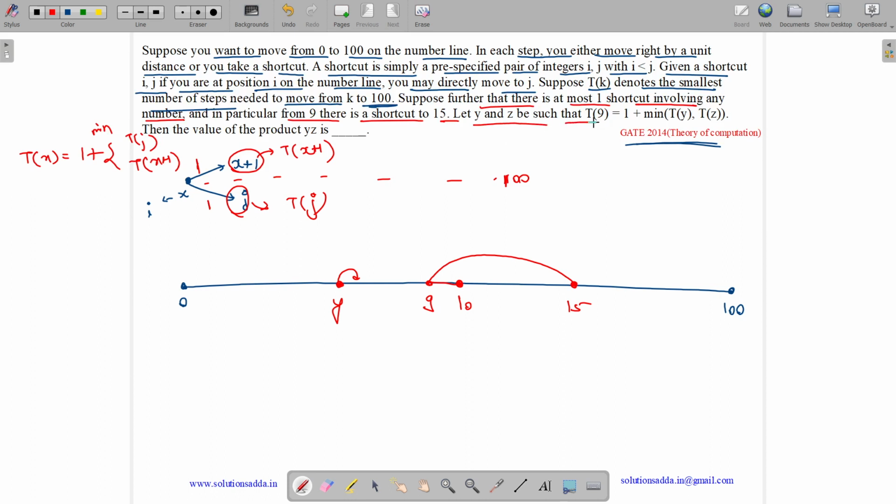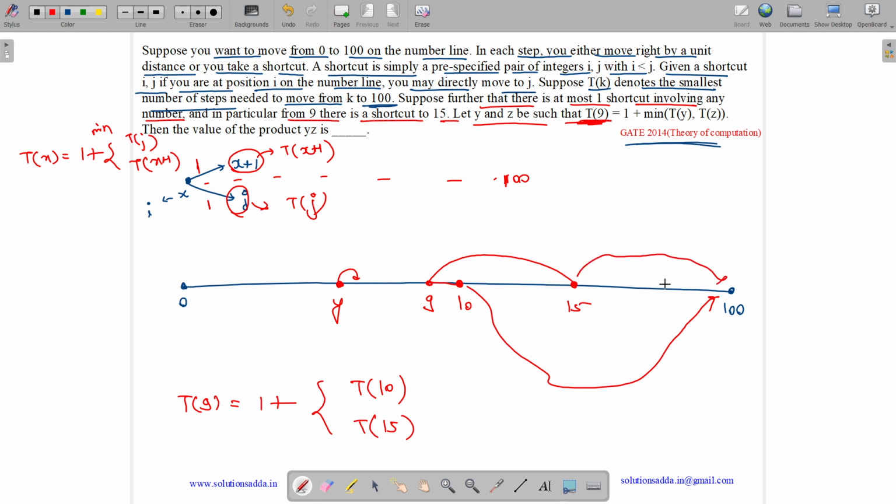Let y and z be the integers. Then what is t9? From 9 what we have? Either we can go to 10, take one step, and find the number of steps to go from 10 to 100. Or take one step, this one, and come to 15 and find the number of steps to go from 15 to 100. The min of both these will be our answer. 1 plus min of ty and tz.